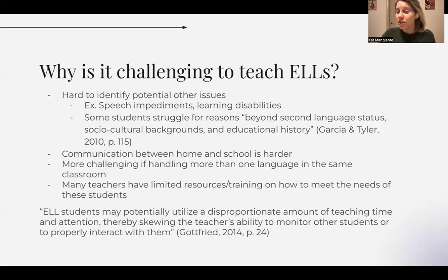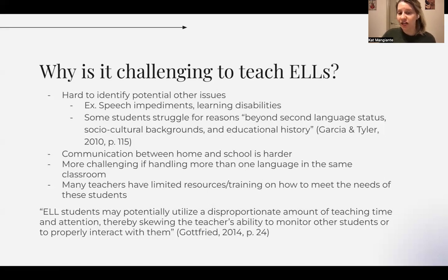Additionally, communication between home and school is harder. For example, even though I speak Spanish, I feel much more comfortable having another adult translate a conversation on the phone that I need to have with a parent because I don't know the language well enough to know all the nuances. I don't know the language well enough to make sure that I'm always being polite and respectful of the parents just because I haven't been speaking it long enough. So it can be harder to have those conversations because we have to be so reliant on translation services.